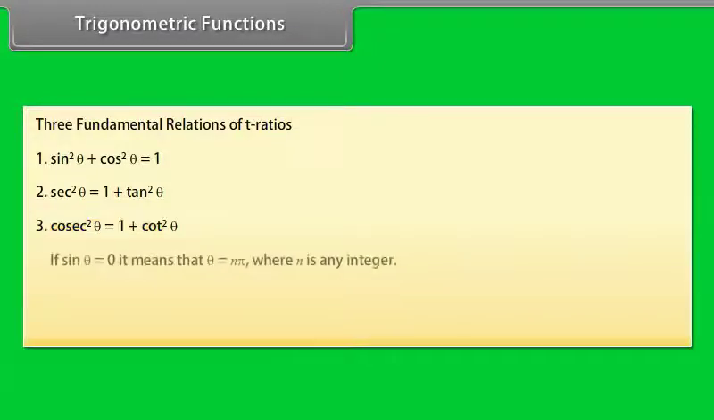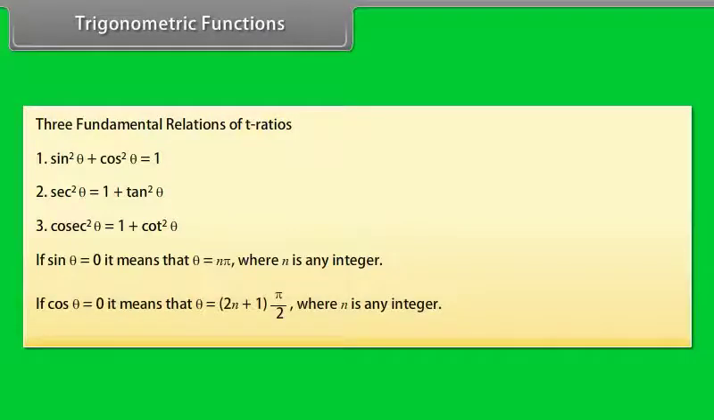If sin theta is equal to 0, it means that theta is equal to n times pi, where n is any integer. If cos theta is equal to 0, it means that theta is equal to (2n plus 1) times pi by 2, where n is any integer.